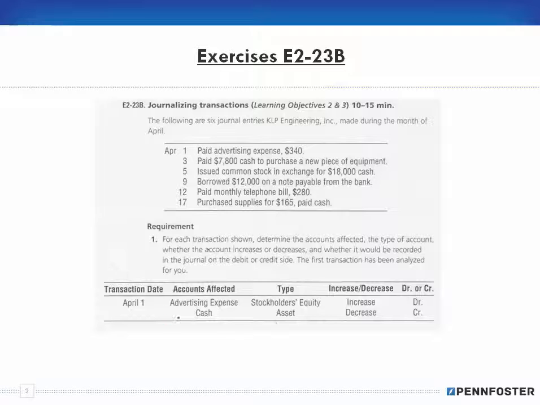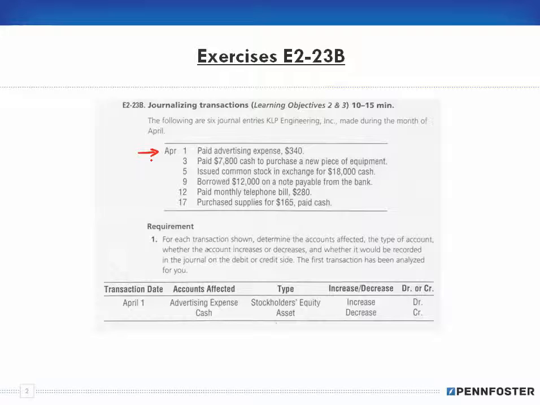Really what they're doing here is making a journal entry, but adding in the type of account and whether it increases or decreases. So I'm going to work through them as just basic journal entries, so that you see what the journal entry looks like if you were making it into the journal, and then I'm just going to add in the additional information.